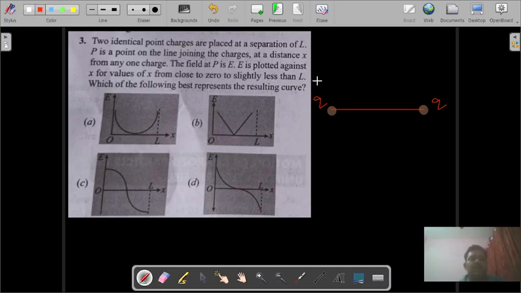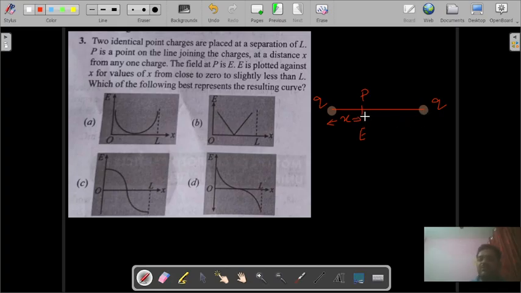The field at P is E. So we are marking a point P over here. This is at a distance x from this first charge. The electric field at this point P is represented as E. E is plotted against x for the values of x from close to 0 to slightly less than L. Which of the following best represents the resulting curve? So you have to start the value of x from 0 up to pretty close to L.